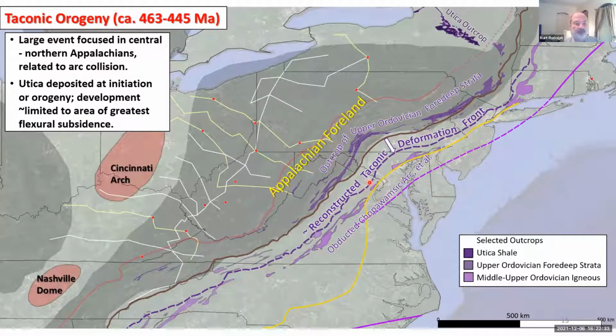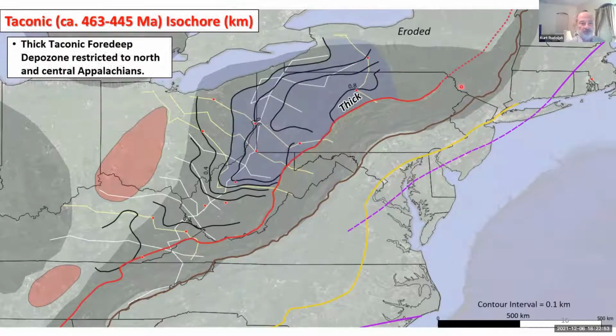So this is a large event, and as we saw, it's present throughout, but it's focused more in the central and northern Appalachians, and it's related to this arc collision. And as we'll see, the Utica shale is deposited at the very initiation of this orogeny. And the outcrops of the Utica are up here in New York, wrapping around the Adirondacks. So this is an isochore in kilometers of the depozone associated with the Ordovician. And we see almost up to a kilometer of section here. And again, this thins to the southwest.